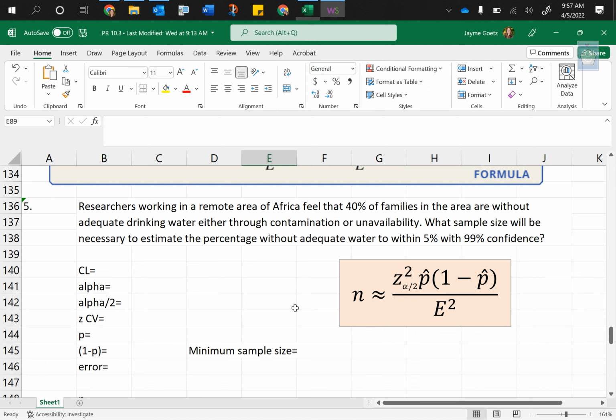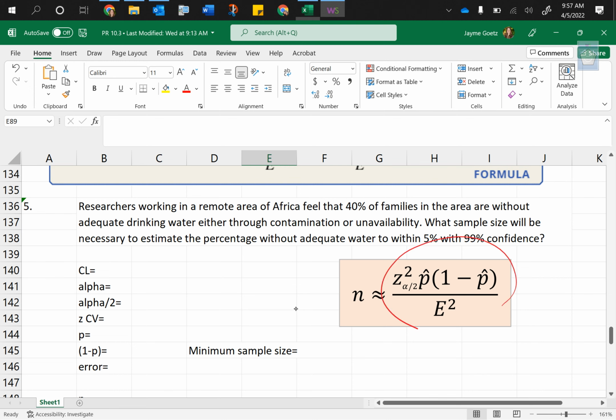Researchers working in a remote area of Africa feel that 40% of families in the area are without adequate drinking water, either through contamination or unavailability. What sample size will be necessary to estimate the percentage without adequate water to within 5% with 99% confidence?